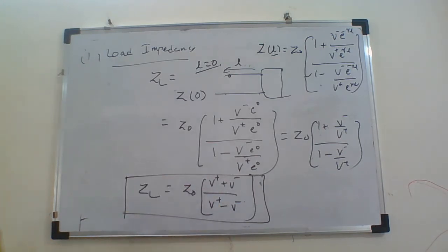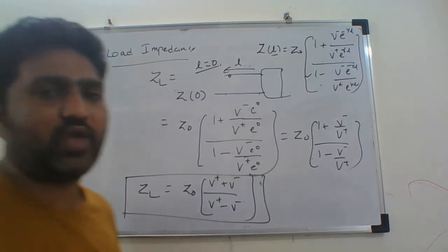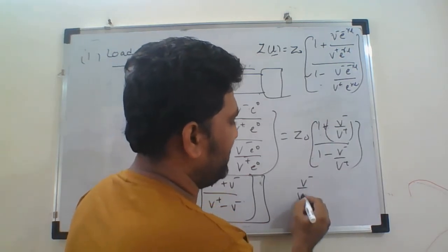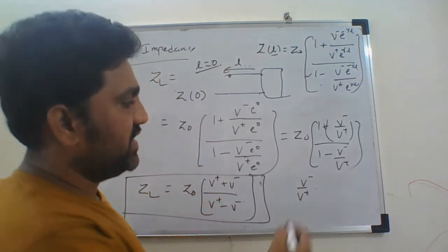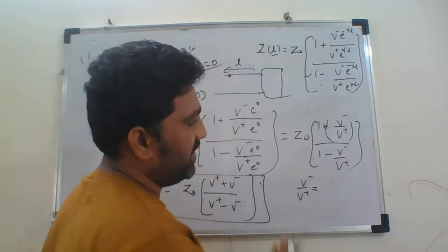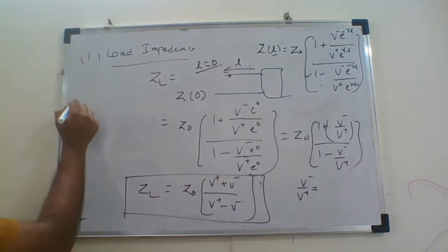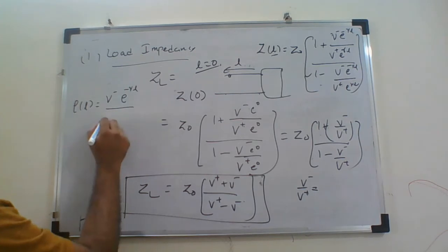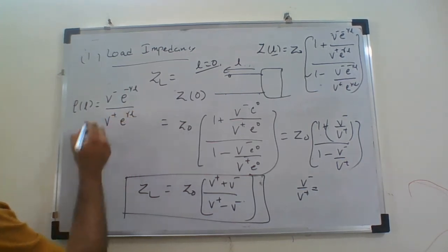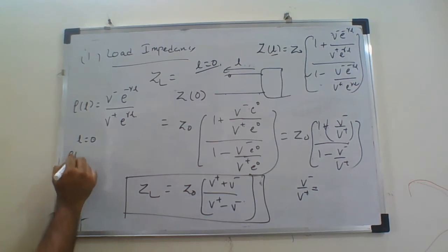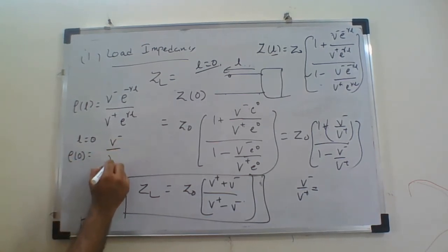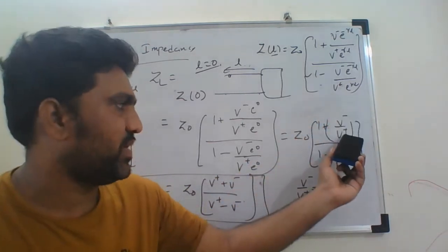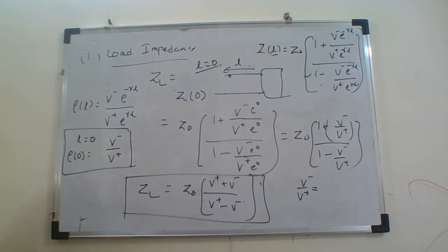The same expression we can also express in a different way. Look at the term V minus by V plus. Generally, what is rho of L? Rho of L is equal to V minus into e power minus gamma L by V plus into e power gamma L. If I put l equal to 0, then rho of 0 is nothing but V minus by V plus. So the term I am talking about, V minus by V plus, is nothing but rho of 0.